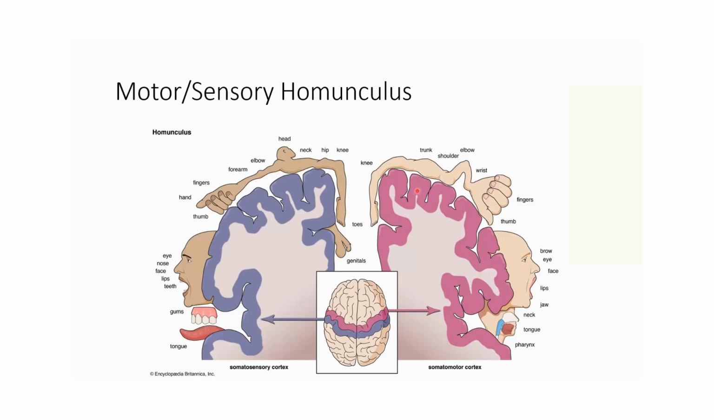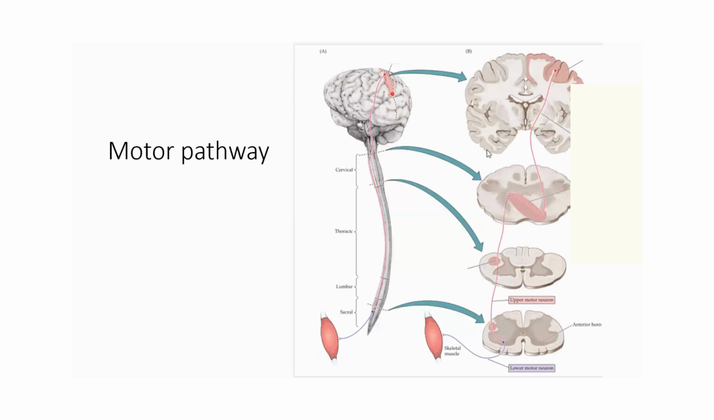And so this is the gross organization of your primary motor cortex. There's this little man kind of laying over the outside of the brain with his legs dangling down the inside. That's up here in the brain.